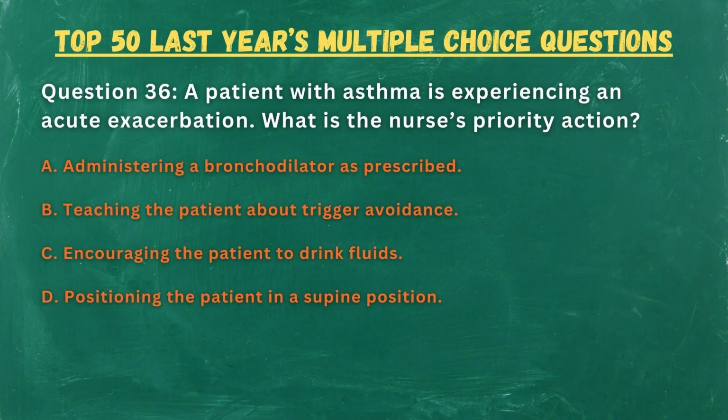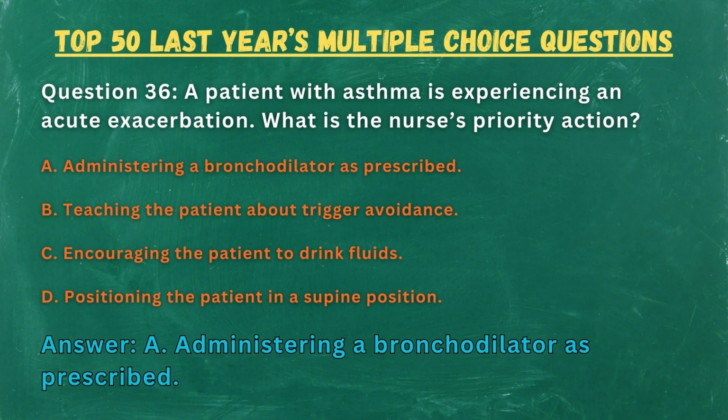Question 36. A patient with asthma is experiencing an acute exacerbation. What is the nurse's priority action? A. Administering a bronchodilator as prescribed. B. Teaching the patient about trigger avoidance. C. Encouraging the patient to drink fluids. D. Positioning the patient in a supine position. Answer: A. Administering a bronchodilator as prescribed.